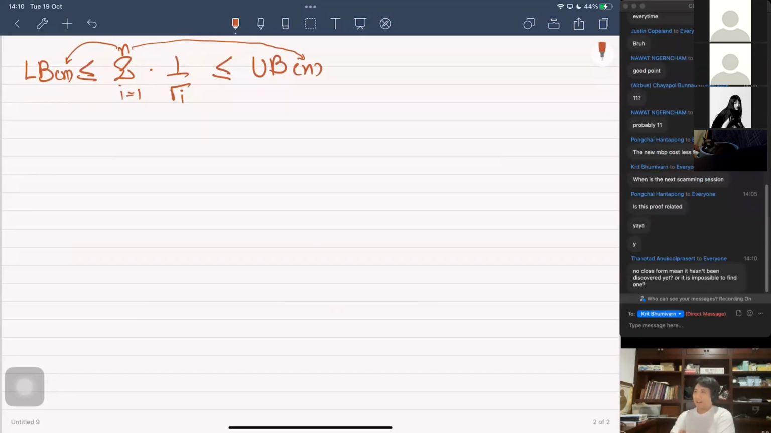At least I know that maybe someone found it, except I don't know, or maybe no one has found it. Some of the sums, you can actually prove that there's no closed form.